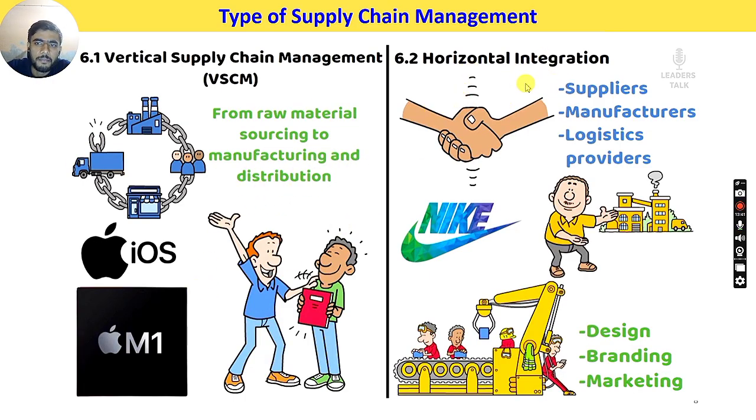But in horizontal integration, everything is divided in a hierarchy. Like if we talk about the Nike brand, Nike is not a very big company, it's a brand only. It divides its work. From suppliers they buy raw material, which they deliver to a manufacturer, and then logistics, then providers, everything. They don't do anything themselves. For designing they hire someone, for branding they hire someone. Someone means not some person, but some companies. For marketing they hire some companies. So Nike is not a company, it's a brand.